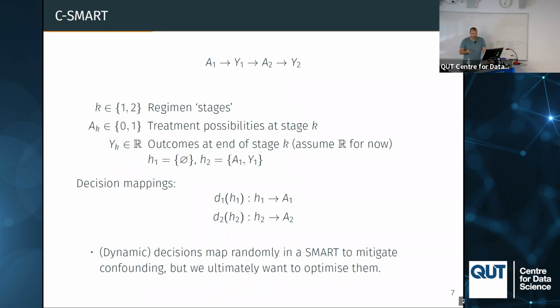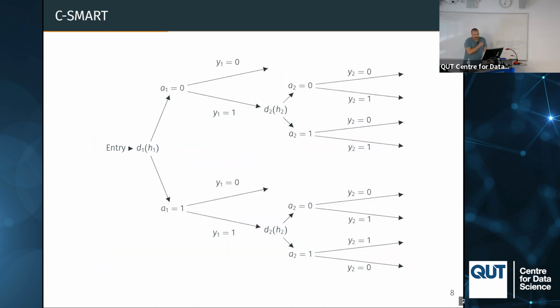So in a SMART, when we're actually collecting the data, these decisions are randomized because we're trying to obviously mitigate confounding. But the main aim, once we've collected the data from a SMART, is to try and optimize those treatments for future patients. So we can just substitute in our notation if you're really interested, but it's pretty self-explanatory. Our decision points are and where our treatments and outcomes are.